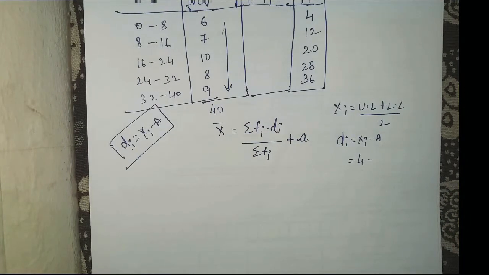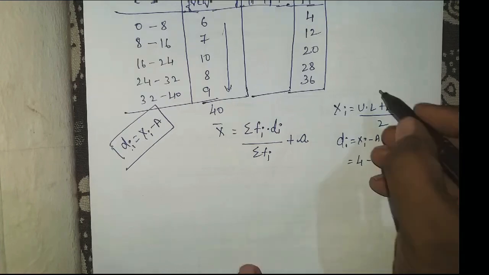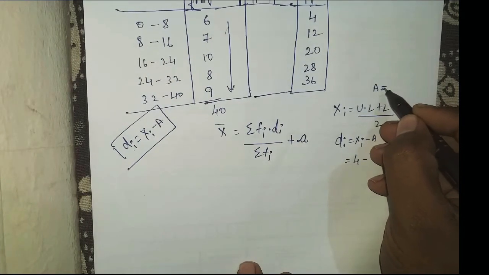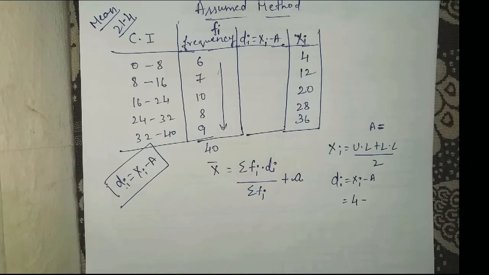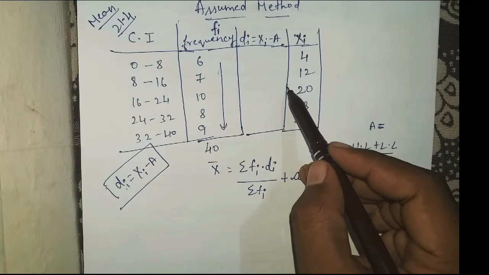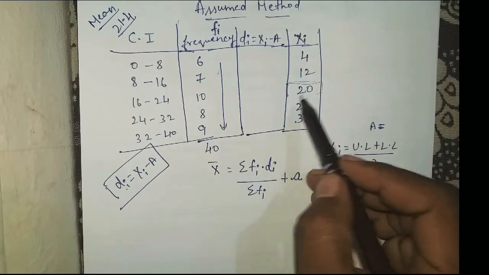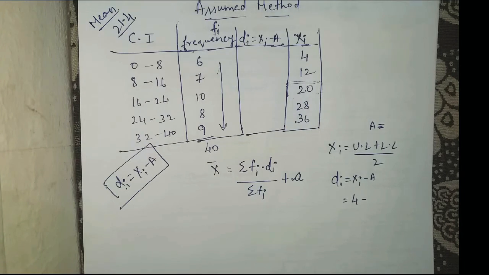How to find the a value? Very important. Many schools tell how to find the a value. A is very important. A is nothing but the arithmetic mean, or assumed mean. You can say either arithmetic mean or assumed mean. How to find a? Many schools will consider the middle number.